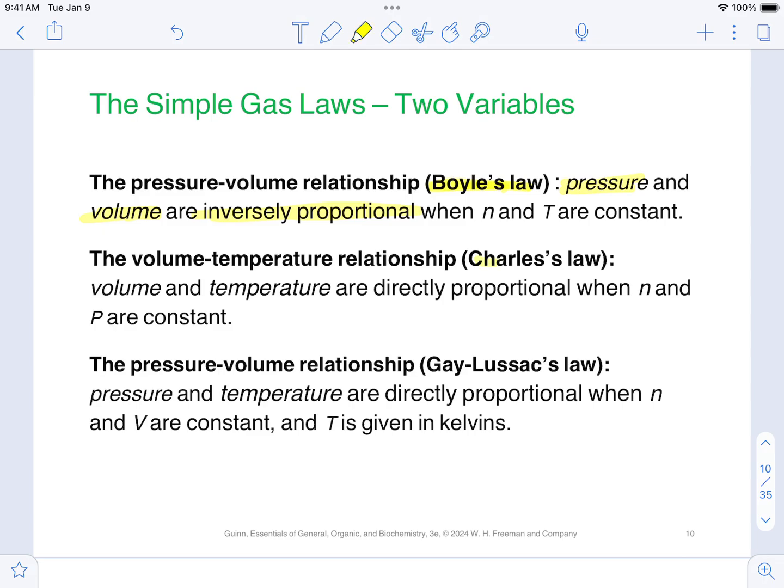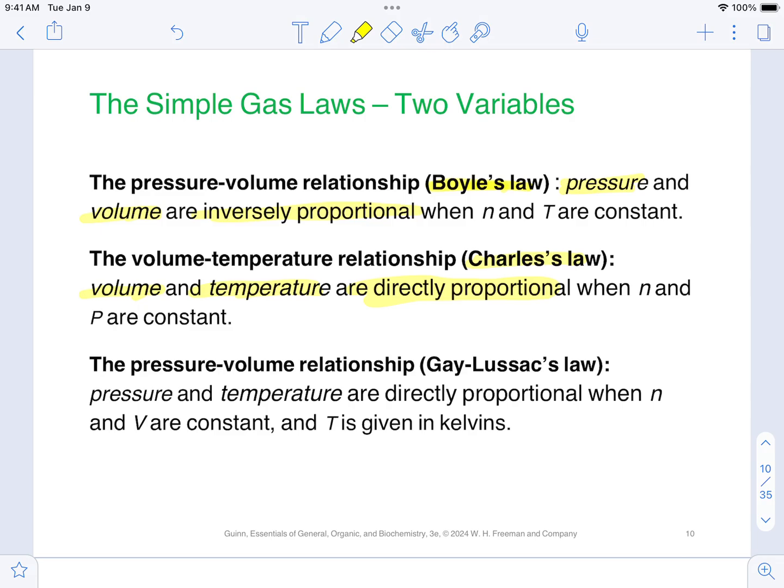Charles' law talks about volume and temperature, and it says that they are directly proportional. This means that as the temperature goes up, the volume will go up. You can think of a hot air balloon as your example for this. As you increase the flame in the hot air balloon, as you increase the temperature, the balloon expands and gets bigger, and that is Charles' law.